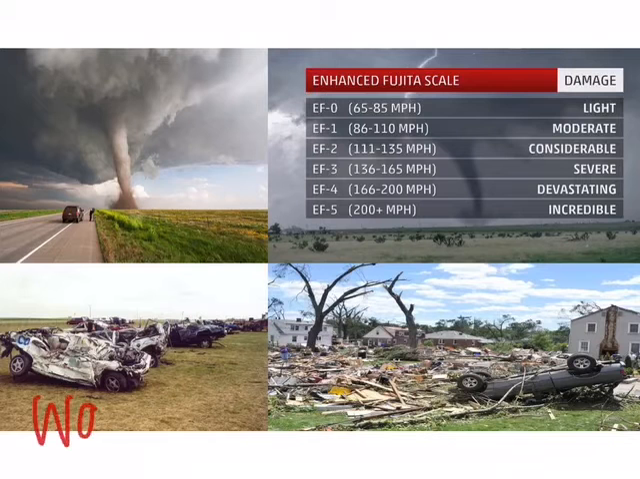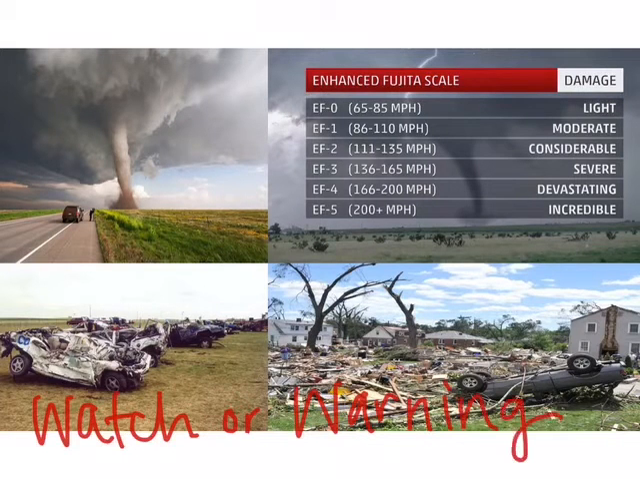And those are watch, which means that conditions are favorable for a tornado to develop, but no tornadoes have been spotted yet. And the other is warning, which means that a tornado has been spotted. And so a warning is more severe than a watch.